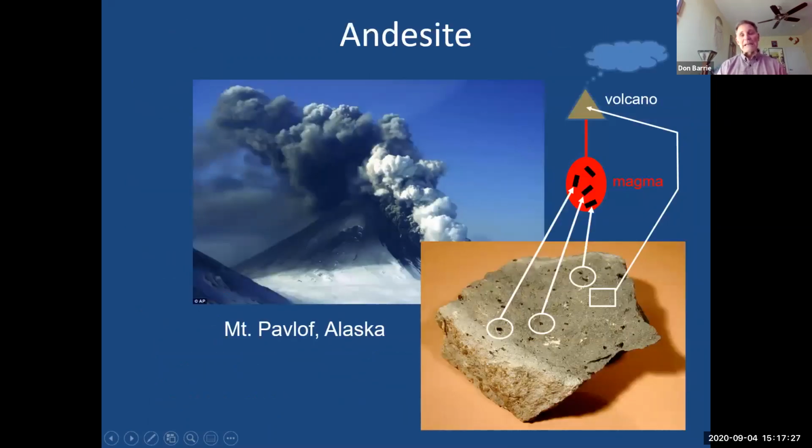Here's an intermediate crystalline rock that happens to be extrusive in origin. This is called andesite. And that volcano in Alaska is very typical of the sort of environment where andesite forms. Andesite is more enriched in silica than mafic rocks like basalt and gabbro, but less enriched in silica than more felsic rocks like granite and rhyolite. And this hand sample is very typical of what andesite often looks like.